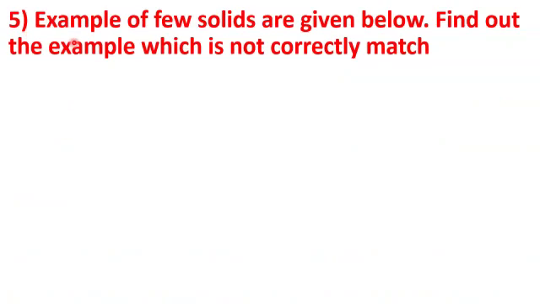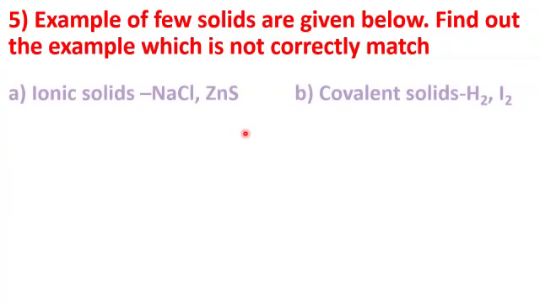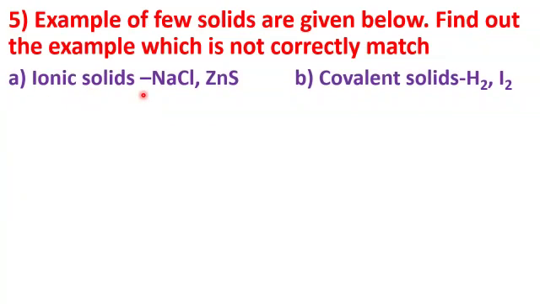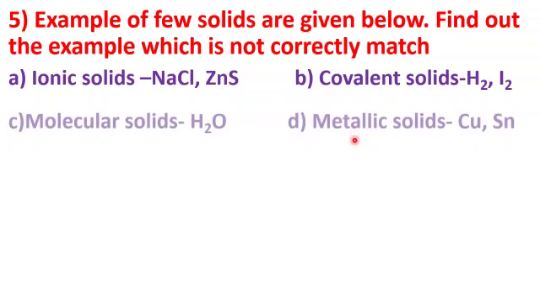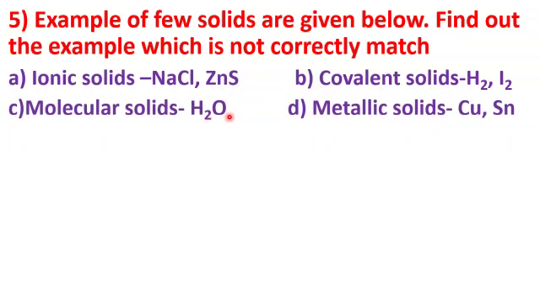Question number 5. Examples of a few solids are given below. Find out the example which is not correctly matched. Options: A. Ionic solids, NaCl, zinc sulfide. B. Covalent solids, H2, I2. C. Molecular solids, H2O. D. Metallic solids, copper and tin. So among these you have to choose the one option which is not correctly matched. For that you must remember the examples for each type of solids.